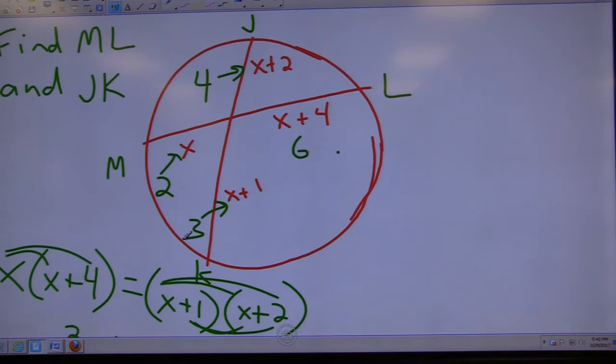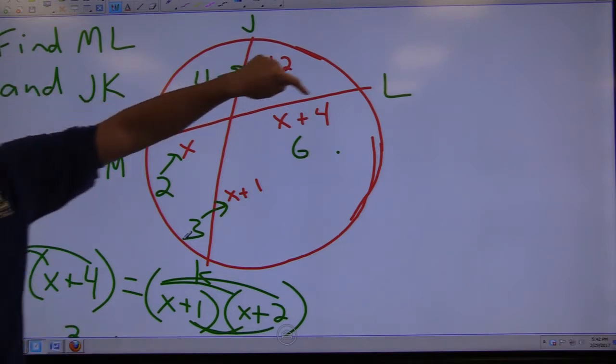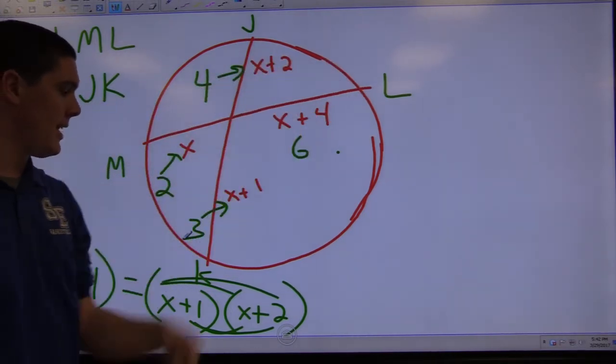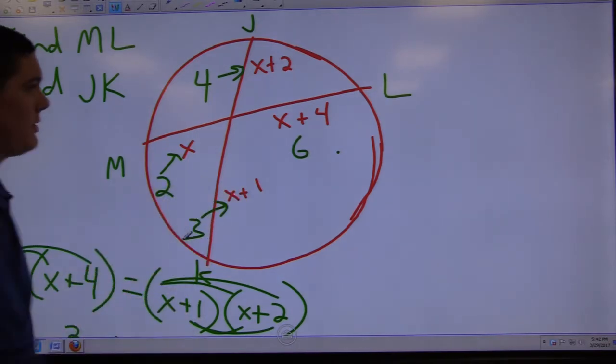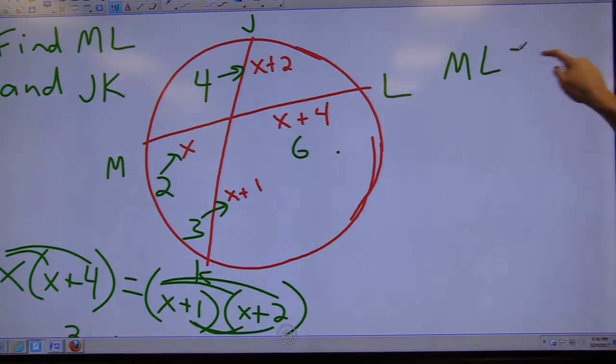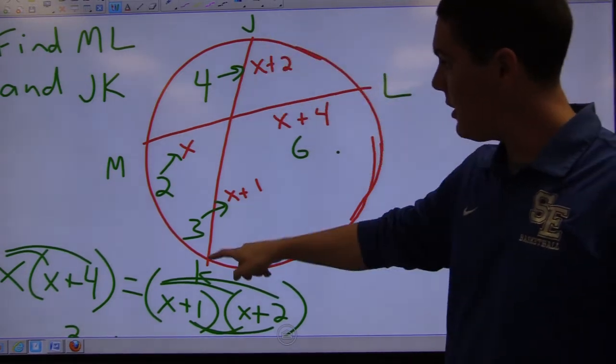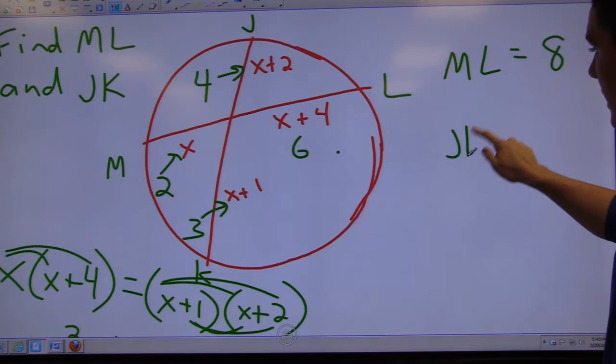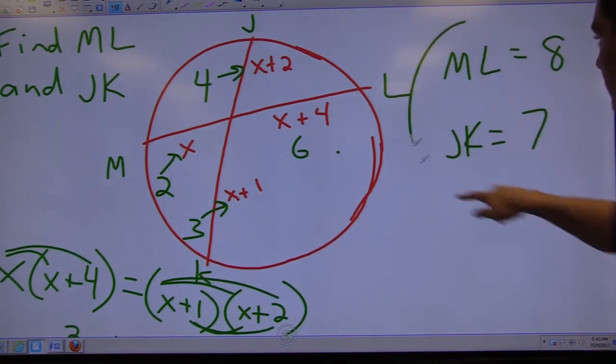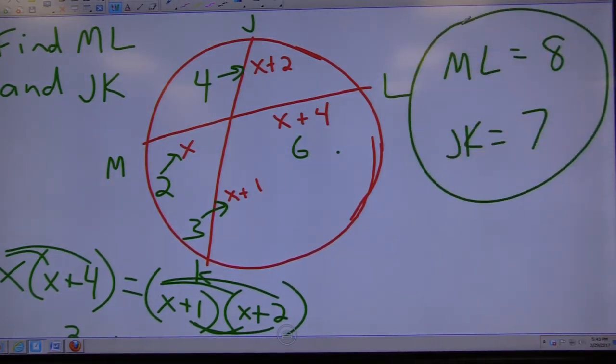Okay. So this actually might look a little familiar now. It looks pretty much like the last problem, except now we know what the measurements are. We had a bunch of variables here. So when we plug them in, to find ML, all we've got to do is add those two segments together. So 2 plus 6, so ML is going to be pretty easy, 8. Now, JK, when we add those two together, 4 plus 3, JK is going to end up being 7. So that's our answer there.